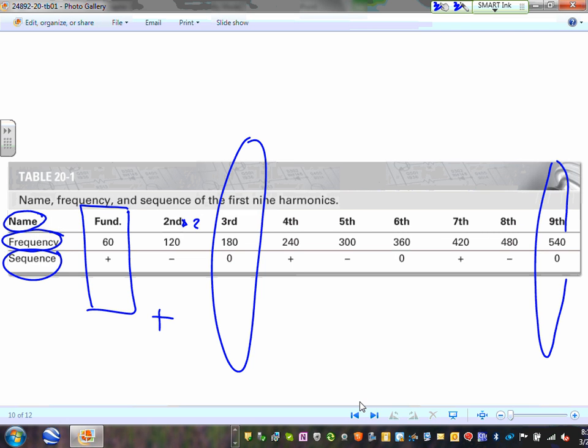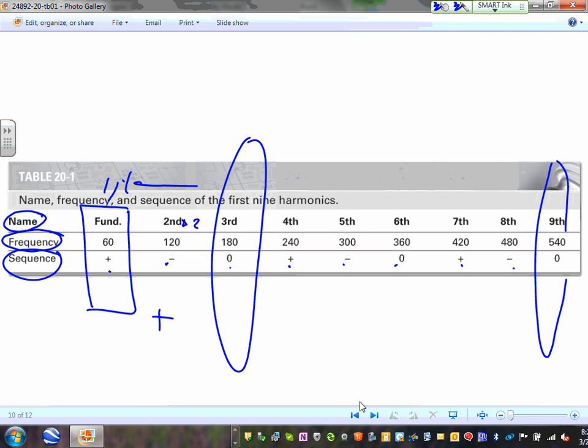This on Monday will be on the test. They will ask you how do we classify harmonics: by name, by frequency, and by sequence. The name goes fundamental, which is basically the first, then second, third, fourth, fifth, that's easy. How about the frequency? 60, then 60 times 2, 120, 60 times 3, 180, 60 times 4, 240, times 5, 300, times 6, and so forth. And then the sequence is always positive, negative, 0, positive, negative, 0, and keeps going forever.